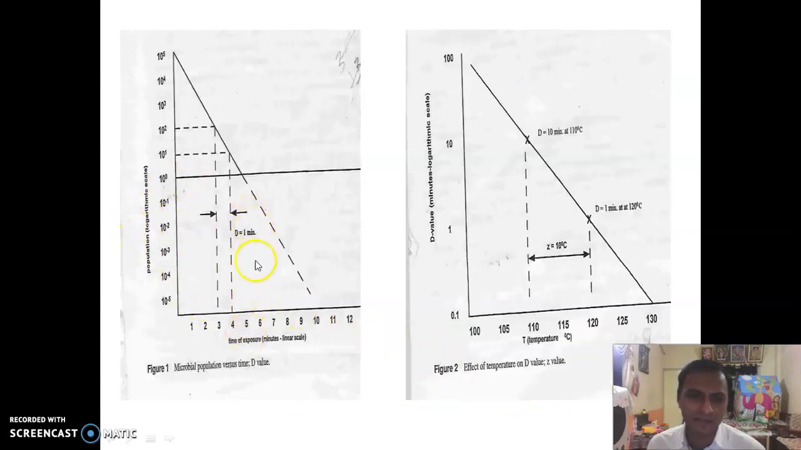See some graphs for the D value and Z value. You can see in the first graph on the x-axis the time of exposure in minutes, and on the y-axis the population. The second graph shows the effect of temperature on D value as well as the Z value.